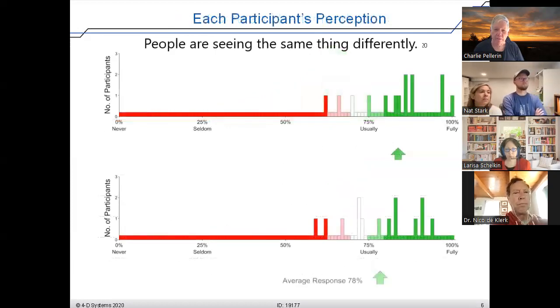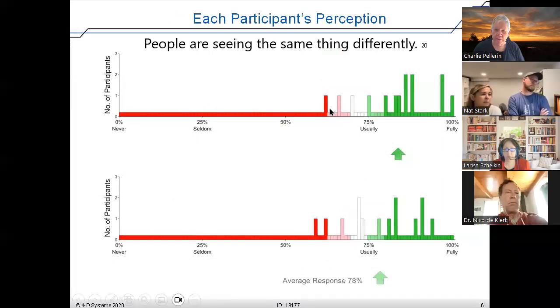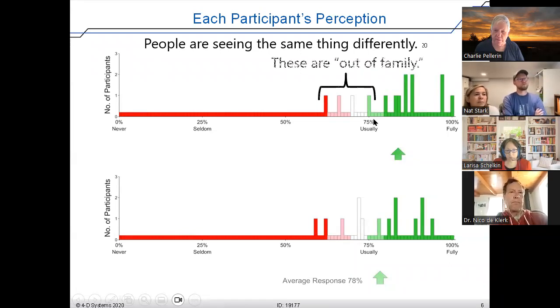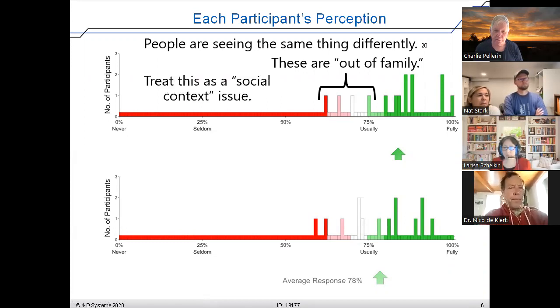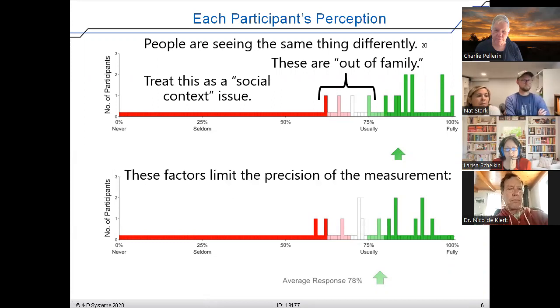So this is the same team, I believe, or it doesn't matter. And here's individuals' perceptions, and you see that these people, they're all looking at the same thing, see this distinctly differently than the rest of the team. So what to do about that? Some people's first instinct is to fire the people. And I say, no, that's not the right way to think about this. You got to think of this as a social context issue. And so ask people what's going on, what's happening with them.